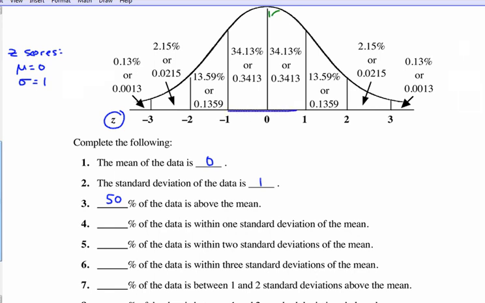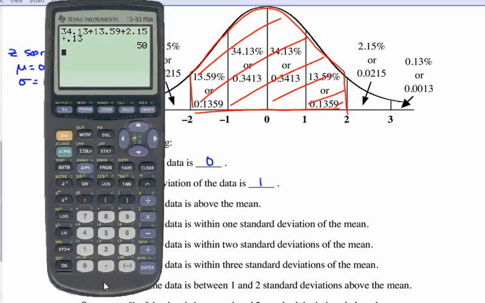What percent of the data is within one standard deviation of the mean? Within means in both directions. So what percent is all within one standard deviation? Well, it'll be 34.13 plus 34.13. That's 68.26. 68.26% of the data is within one standard deviation. Next question is what percent of the data is within two standard deviations of the mean? So now we're looking at from -2 to +2.